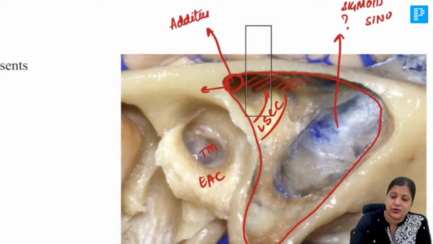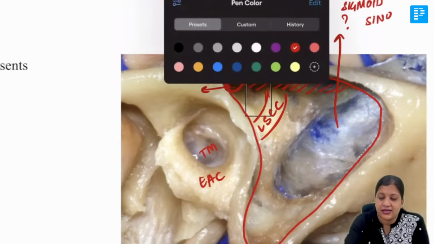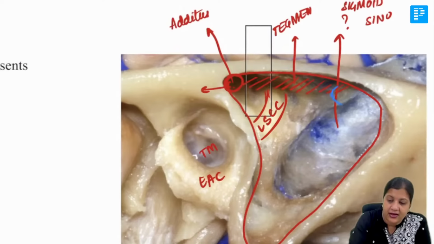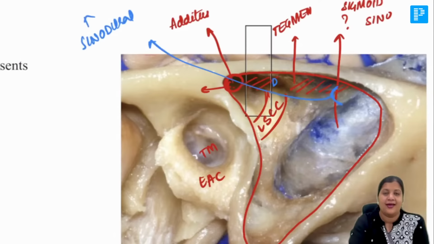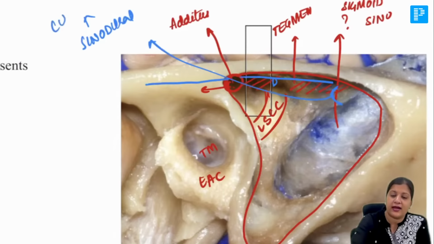The roof of the mastoid is formed by a thin plate of bone. What is this thin plate of bone called as? Tegmen. What is this angle that is present here between the tegmen and the sigmoid? Between the dural plate and the sinus plate. We call this as sinodural angle, also called as Citelli's angle. Tegmen tympani is the roof of the middle ear and tegmen mastoideum is the roof of mastoid. Both of them are continuous. So this would be tegmen tympani. This is your tegmen mastoideum. Got it? Yes.